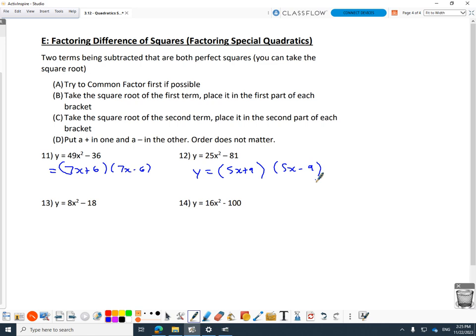But sometimes there's a common factor first. Look at this. This is a common factor. Then you can do difference of squares. I'll show you that one, and then we'll do the other one together. What common factor is there between 16 and 100? What divides into both 16 and 100?